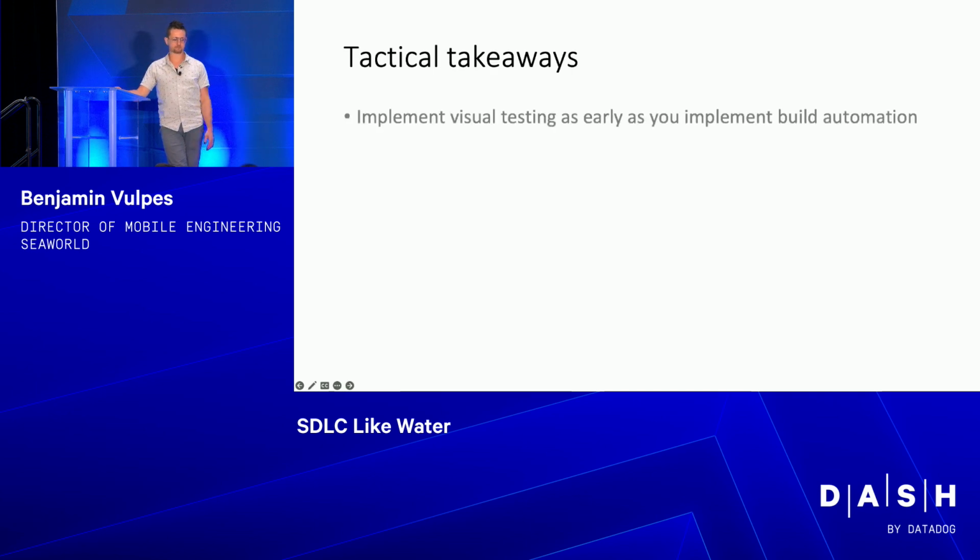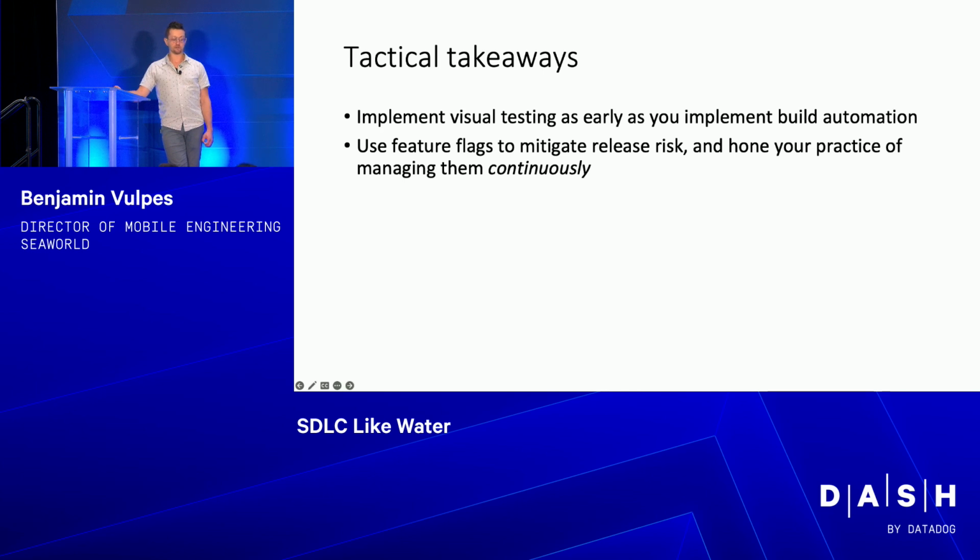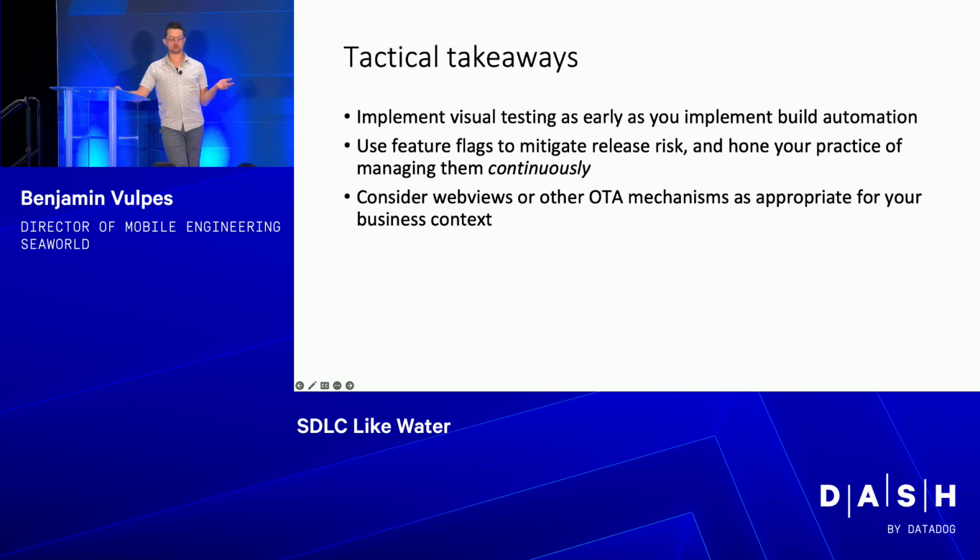Tactical takeaways. Implement visual testing as early as you possibly can. We all, I hope, do build automation at the beginning of our projects. We've learned that bolting it on afterwards is painful, and stakeholders get confused. Use feature flags, but hone your practice, because this is a practice, and you do need to hone your practice here. And consider Webviews or some other over-the-air mechanism for your business context.